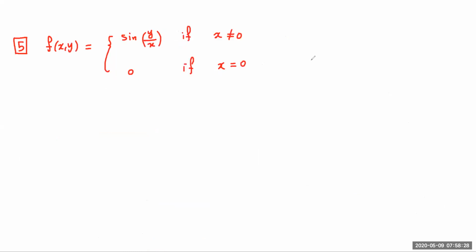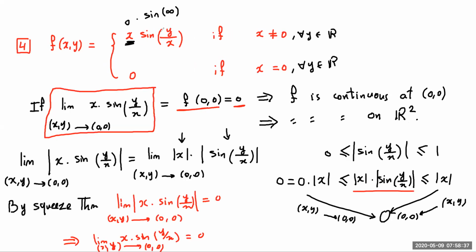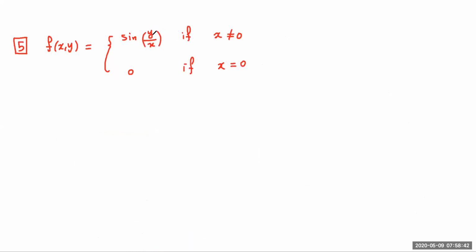The next exercise. So here, what is the difference between this exercise and the previous one? In the previous one, we have x here times sine y over x when x is different from 0. But here, it's sine without x outside. So now here, if I put x = 0 and y, for example, 1, or any number, the answer will be number over 0. So it's infinity, and sine infinity doesn't exist.